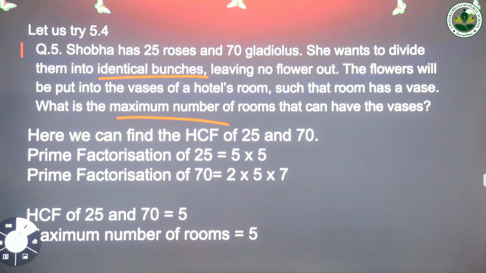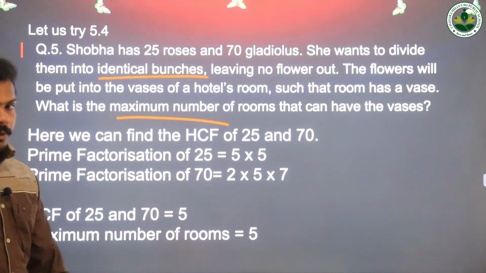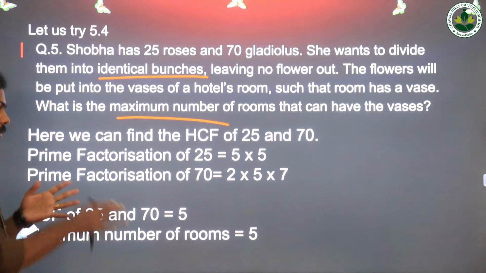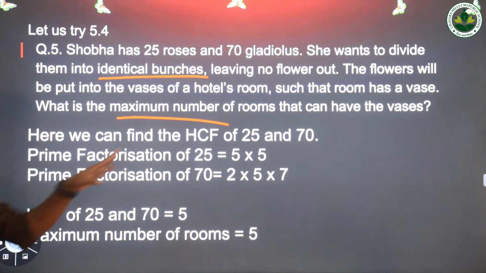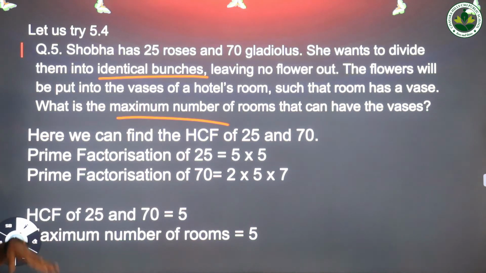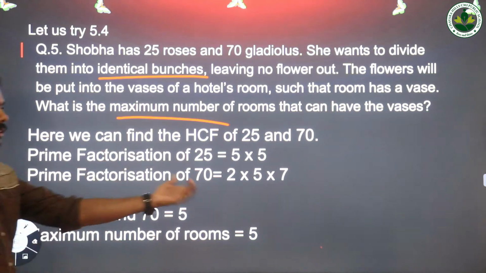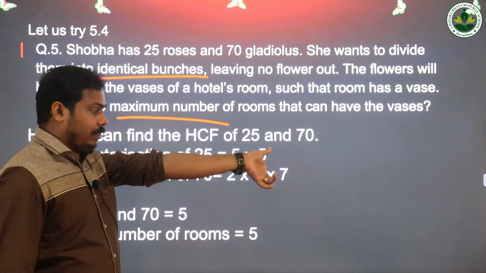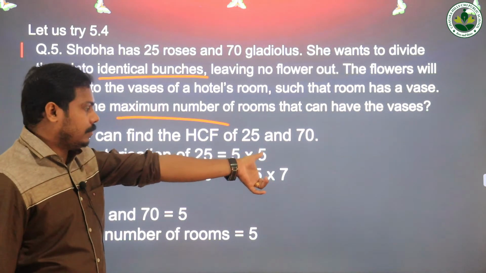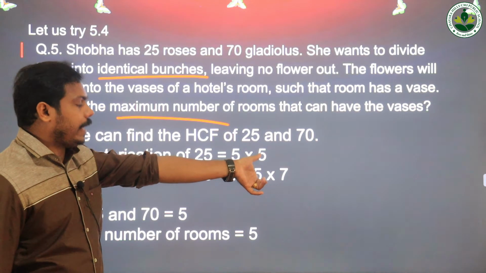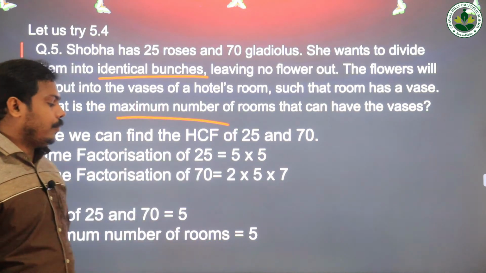So here we need to find the HCF of 25 and 70. For that, first we need to find the prime factors. We use the prime factorization method. First we find the prime factorization of 25, that is 5 into 5, and then the prime factorization of 70, that is 2 into 5 into 7. From that, take the common factors. Here 5 is the only common factor, and we take one from each pair, and we get 5.